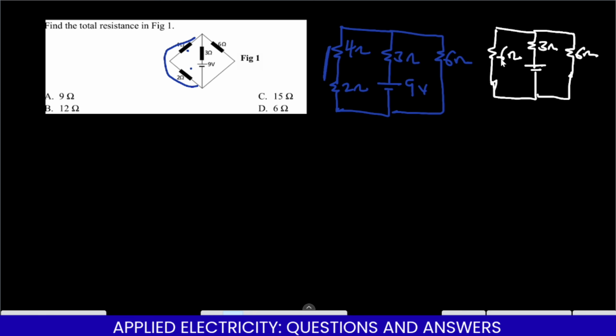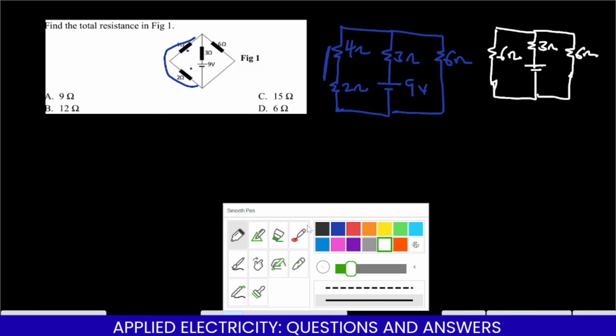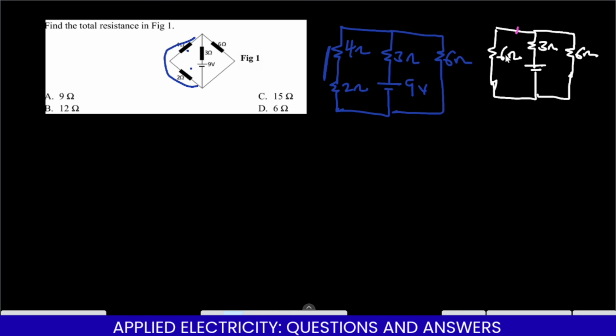So realize that the 6 ohms and the other 6 ohms here are in parallel. How do we know they are in parallel? I always say that circuit elements are in parallel when their terminals are connected directly together. That is, when they share the same voltage. This particular 6 ohm resistor has 2 terminals, that is this side and the other side. And this one also has 2 terminals. You realize that the 2 terminals are directly connected together. That means they are in parallel. So we can resolve them. So we have 6 parallel 6.